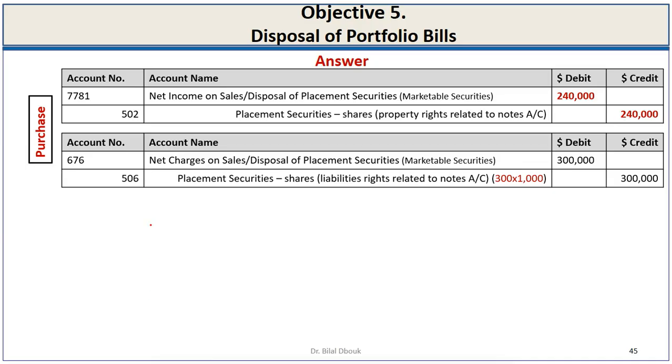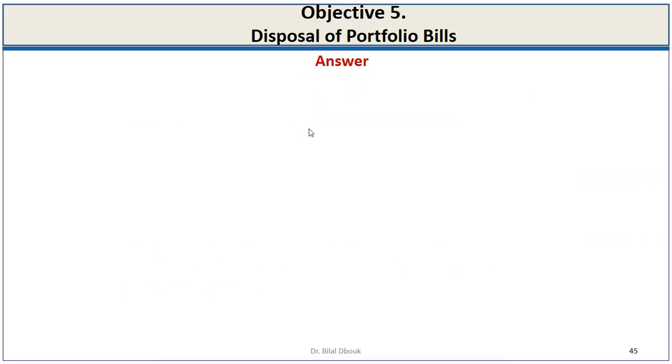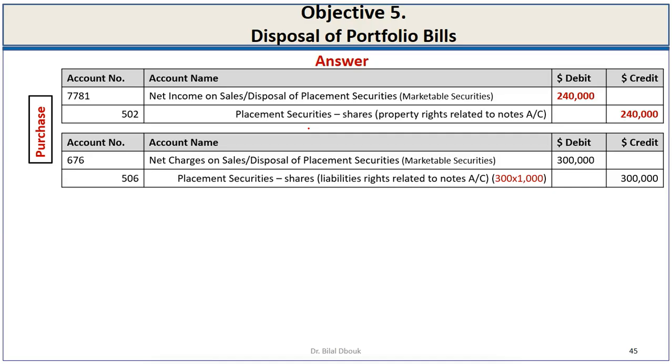So the first entry is to record the purchase. Because the result, as you can see here and in the given, is a profit, I record a debit 7781 net income on sale or disposal of placement securities, and I credit 502 account placement securities for $240.